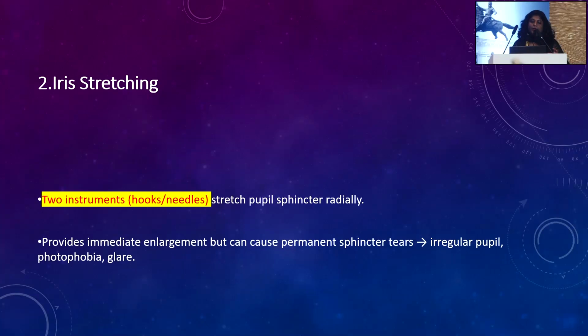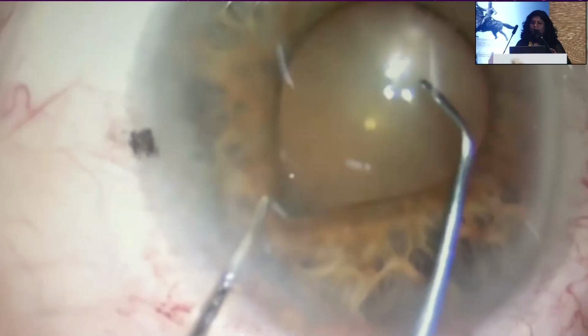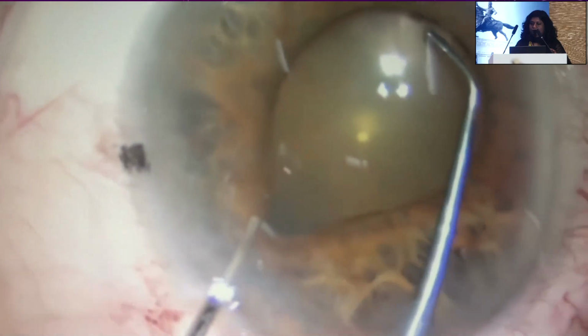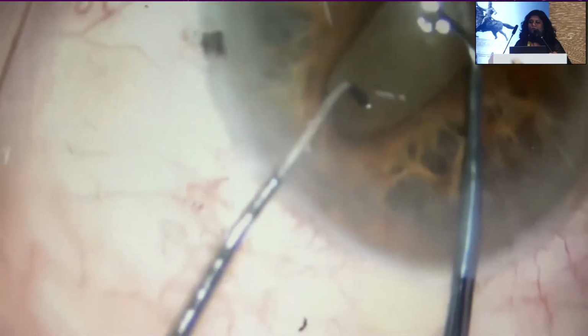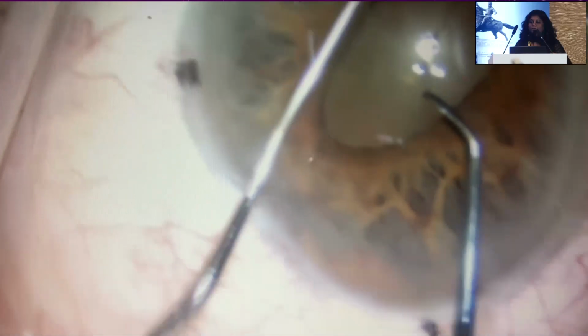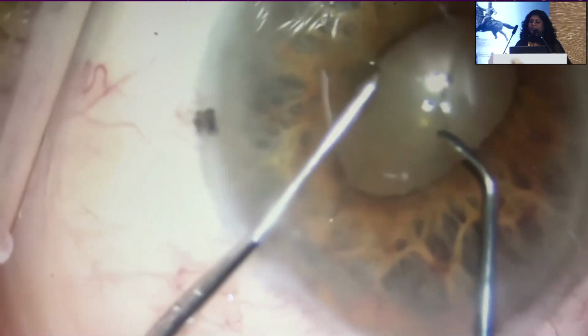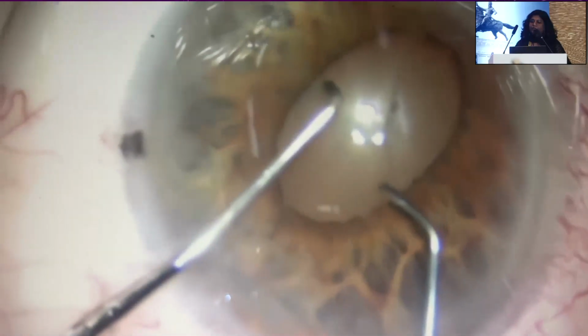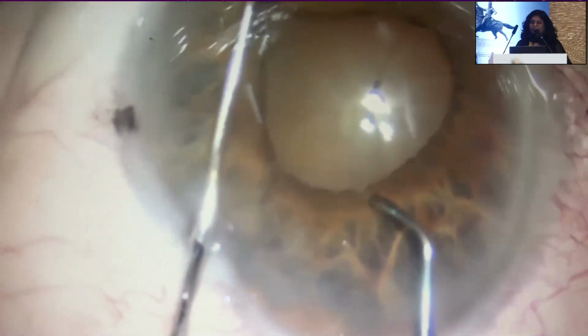Coming to the next part, that is iris stretching. Two instruments can be used to stretch the pupillary iris radially. It provides immediate enlargement but can cause a permanent sphincter tear, irregular pupil, or photophobia and glare. See, two instruments can be used. It may be ideal that we can do it in one part and you can put a viscoelastic material.